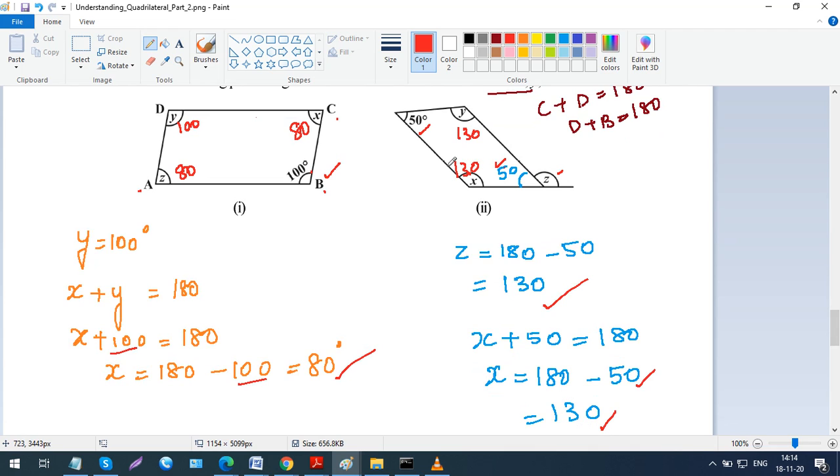So there are many ways you can do it. There is no hard and fast rule that I have to use x and 50 only. You can even use 50 and y, or y and this 50, anything. Alright, so that's it.